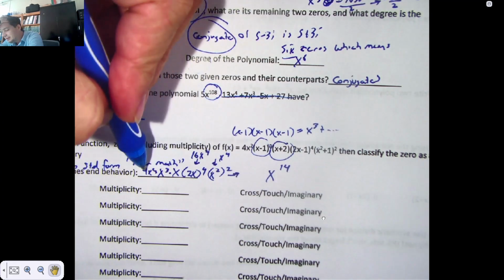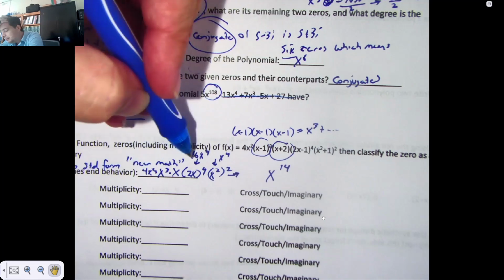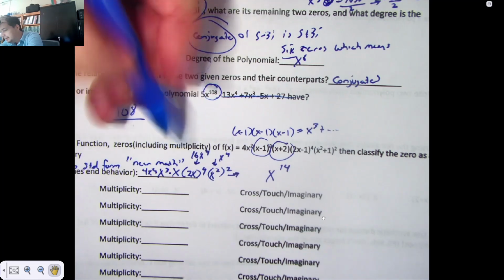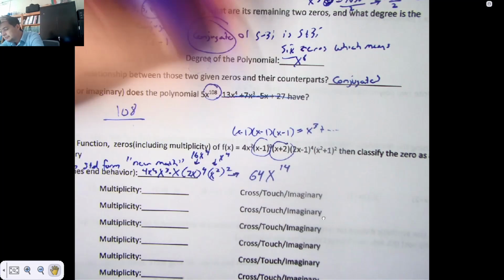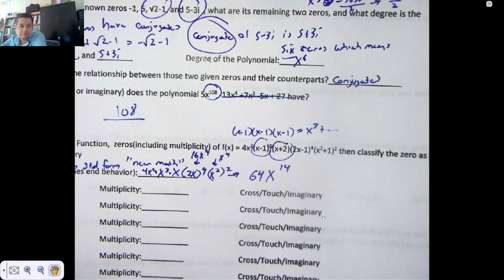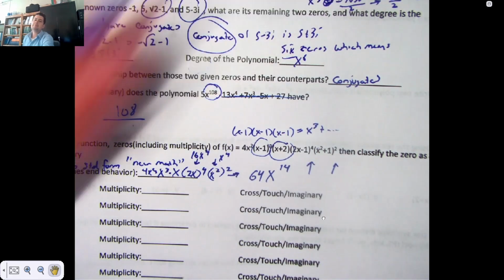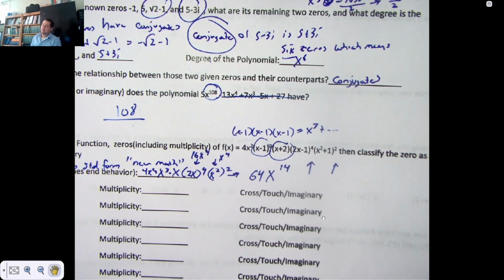And then my coefficients were 4 and 16, 64. That's the power function. That determines end behavior. That tells me this thing opens high and ends high. It's positive, even exponent. Anyways, 64x to the 14th.